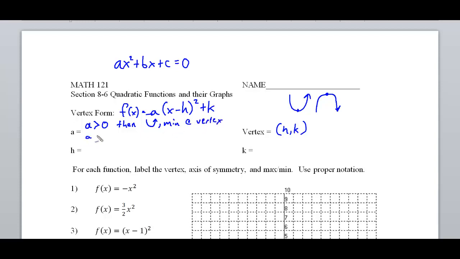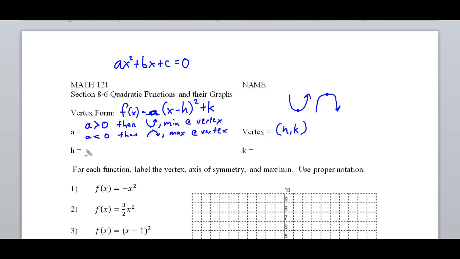Now, if a is less than 0, or if a is negative, and it shouldn't look like a negative a there, that was a little swipe of the line. So if a is negative, then the graph will be going down like this, and there's going to be a y maximum at the vertex as well. This tells you it's going down, so that would be the maximum. This tells you it's going up, so this would be the minimum.